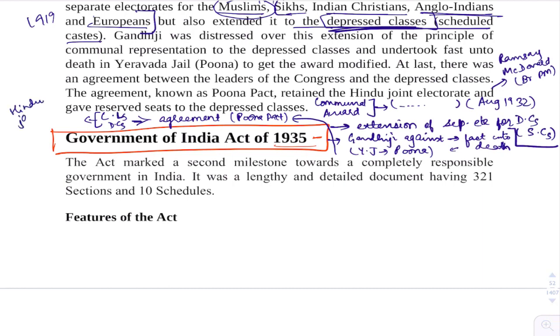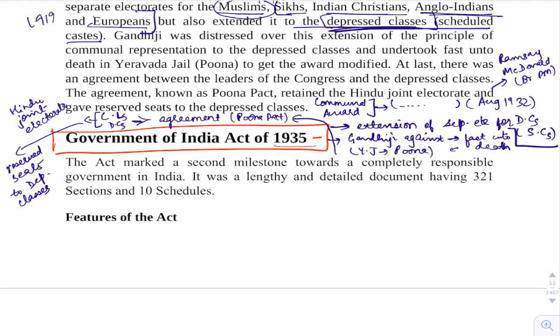हिंदू में ज्वाइंट इलेक्टोरेट ही रहेगा. ठीक है. बिकॉज गांधी जी वॉज अगेंस्ट कि अगर आप शेड्यूल्ड कास्ट को भी अलग कर दोगे तो हिंदुइज्म में और झगड़ा जो है बढ़ेगा, मतलब और फूट आएगी. ठीक है. सो देयरफॉर दिस हिंदू ज्वाइंट इलेक्टोरेट वाज रिटेन्ड एंड गेव रिजर्व्ड सीट्स टू द डिप्रेस्ड क्लासेस. So rather than a whole separate electorate, he just said there should be reserved seats for the, so you can write the point, reserved seats to depressed classes.